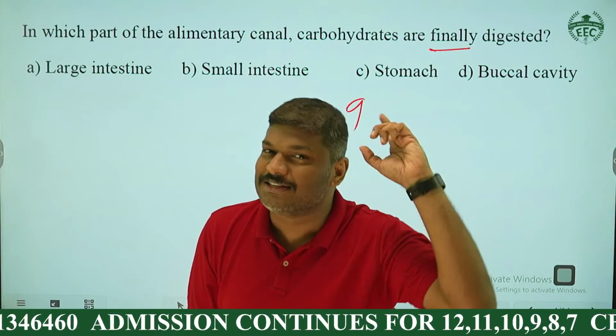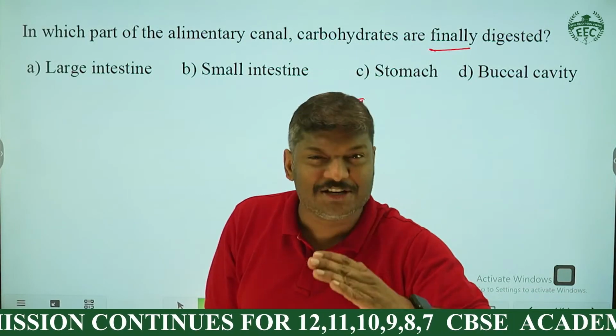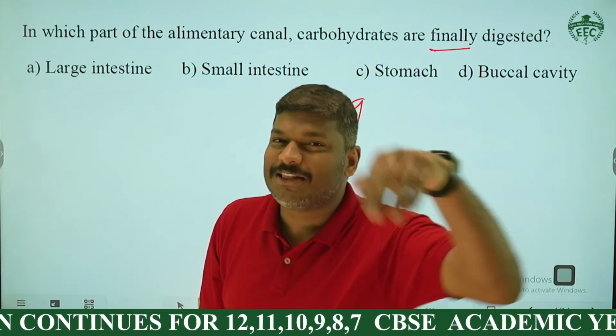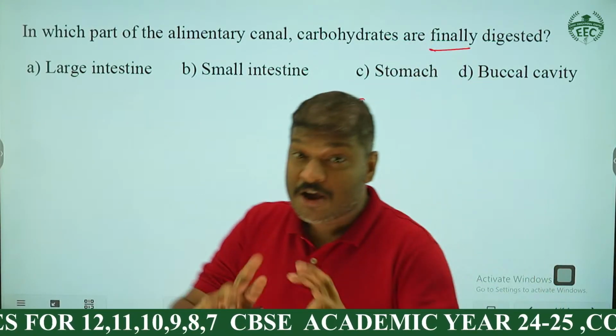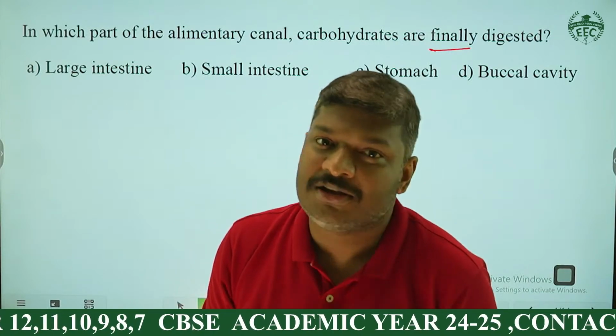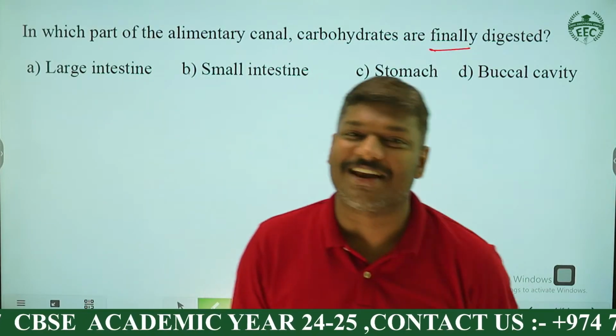Let me repeat one more time. In the buccal cavity, the oral cavity, digestion is only started, and in the stomach it is continued, but it is completed in the small intestine. The question is, in which part are carbohydrates finally digested? Finally means completed, right? The answer is the small intestine. Small intestine is the right answer.